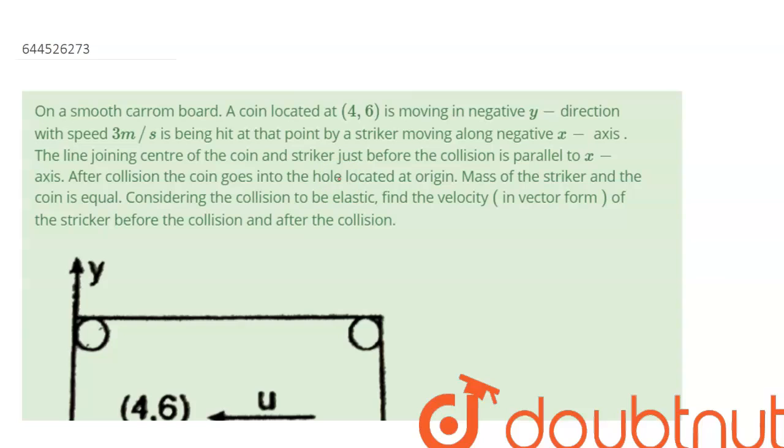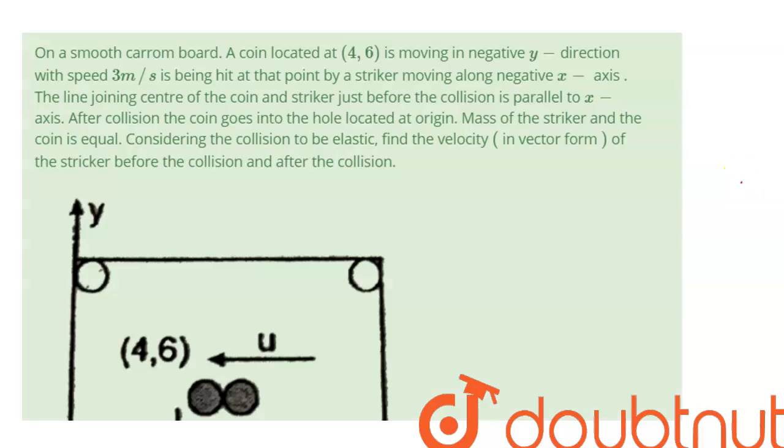On a smooth carrom board, a coin located at (4,6) is moving in the negative y direction with speed 3 meter per second and is being hit at that point by a striker moving along the negative x-axis. The line joining the center of the coin and striker just before the collision is parallel to the x-axis. After the collision, the coin goes into the hole located at the origin. Mass of the striker and the coin is equal. Considering the collision to be elastic, find the velocity in vector form of the striker before the collision and after the collision.